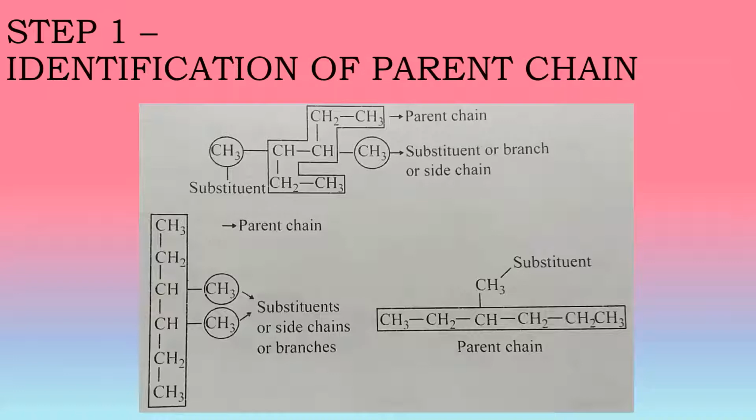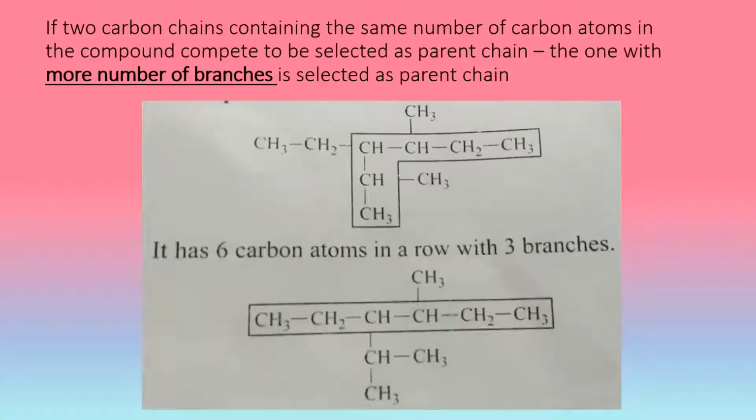To begin with, let's learn how to identify a parent chain. We all are aware that the parent chain is the longest carbon atom chain present in a compound. In these three examples, as you can see, the box made around these carbon chains represents the parent chain. That is, they have the largest number of carbon atoms in them.